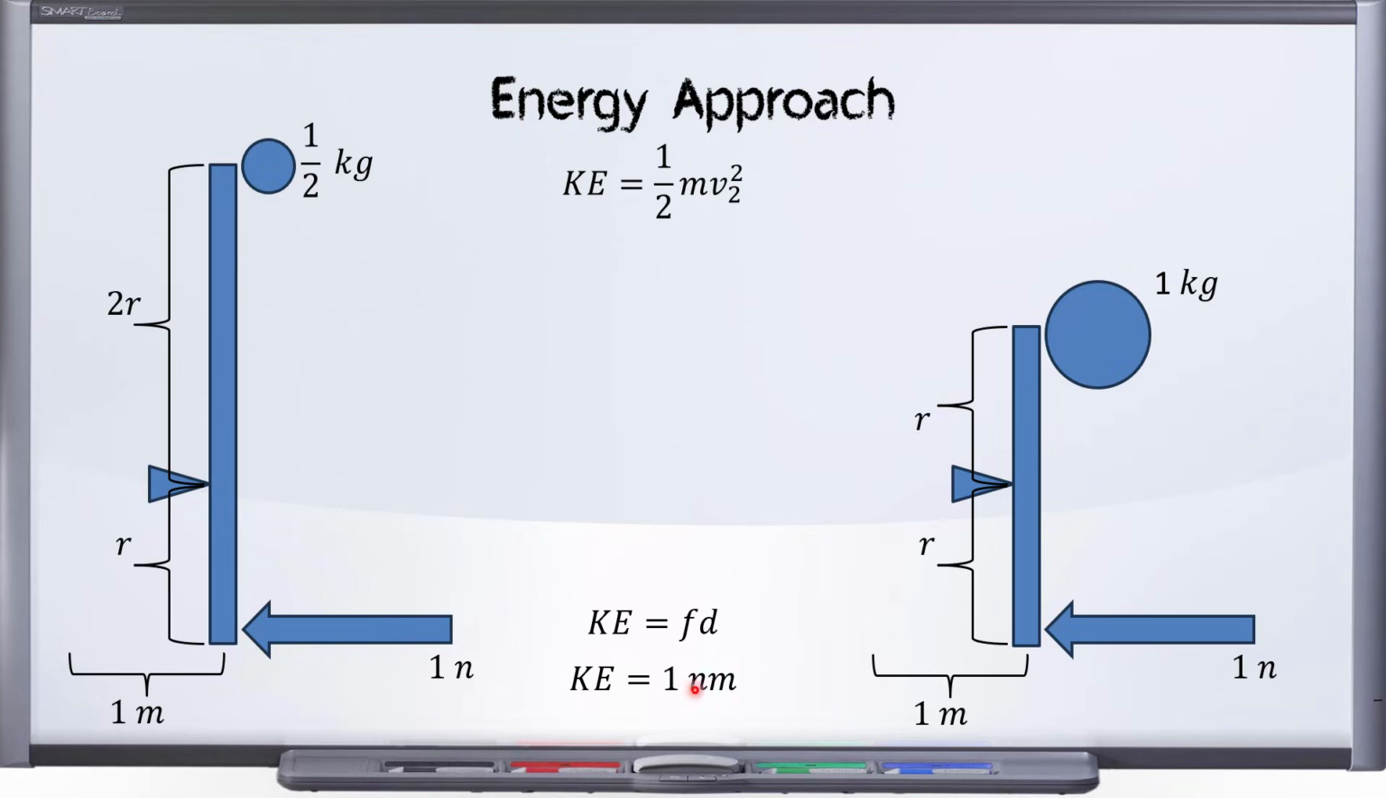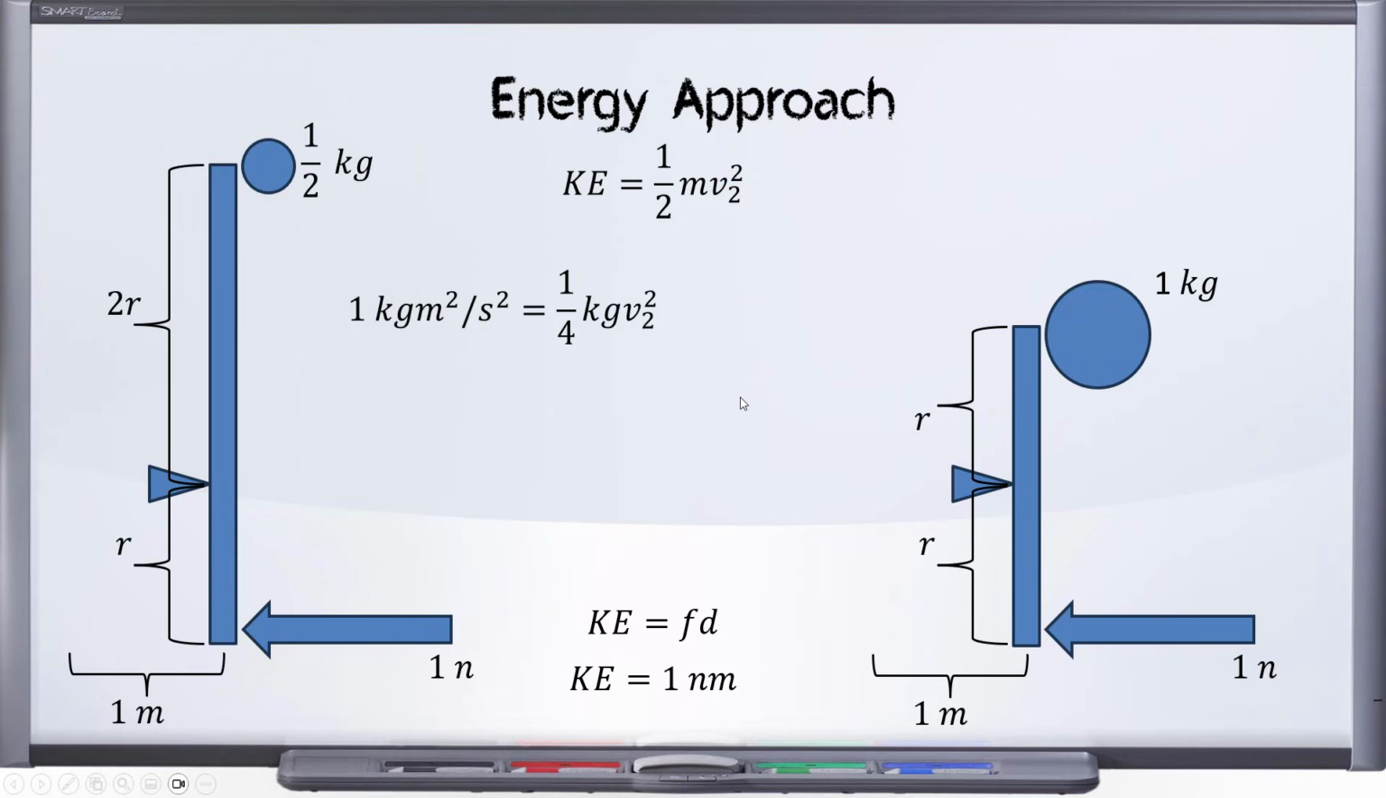We can alternatively write a Newton as a kilogram meter per second squared. So that tells us that our input energy is 1 kilogram meter squared per second squared. That's a Newton times a meter. Our output energy is going to be in this form. So it's 1/2 times 1/2 kilogram, or 1/4 kilogram, times the V2 squared. So I've got that on there.